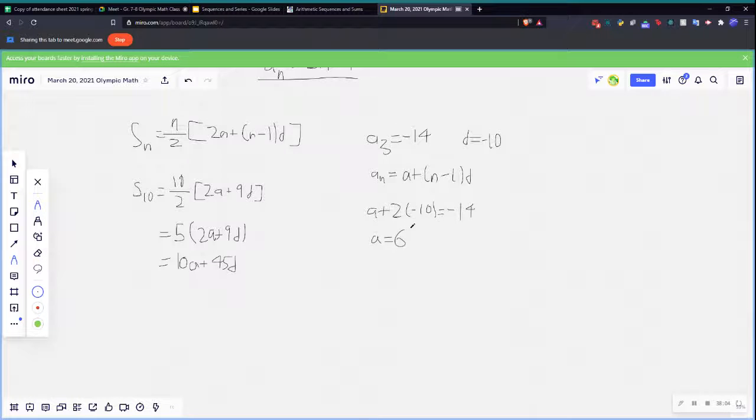All right, so now we can just substitute a and d into this formula right here. 10 times 6 plus 45 times negative 10. All right, just write down each of those numbers. So 60 minus 450. And that should give you negative 390 as your final sum. Right? So it should be the final answer.